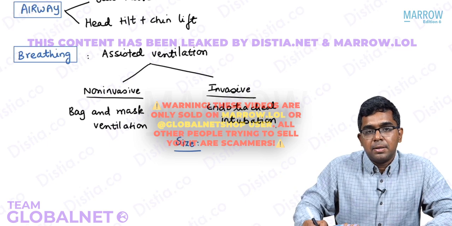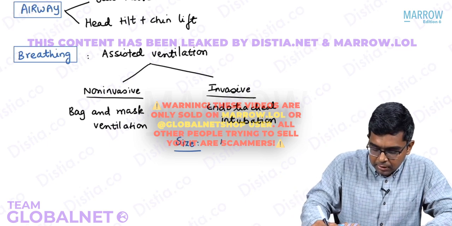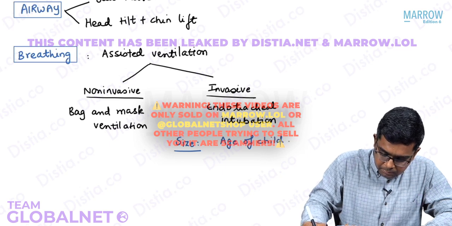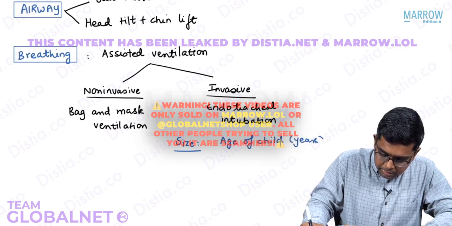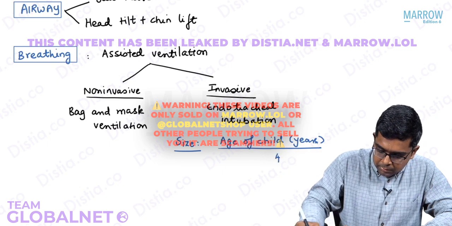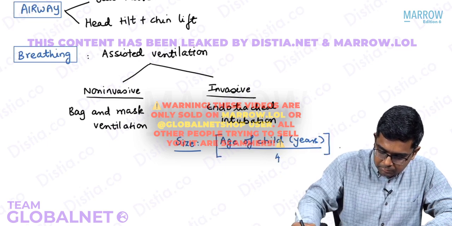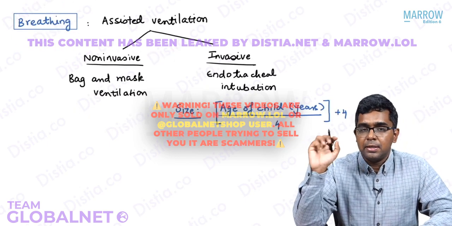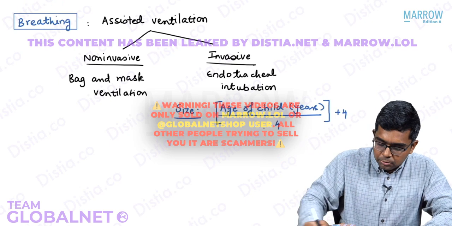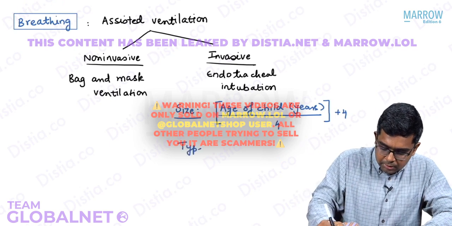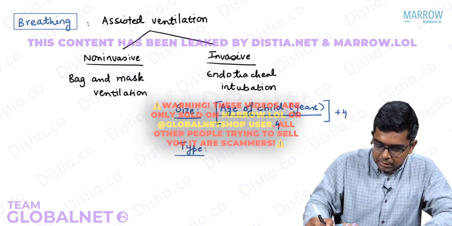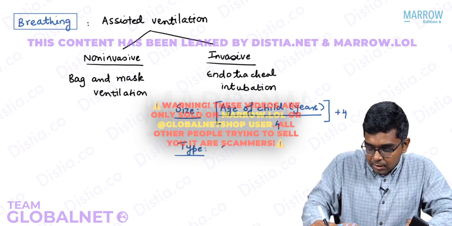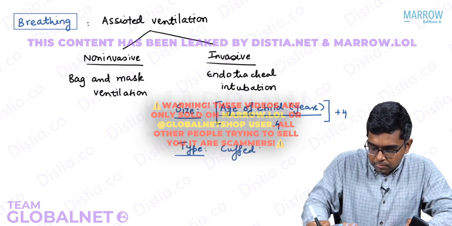This can be calculated by a simple formula, which is age of the child in years divided by 4 plus 4. This should tell you about the approximate size of the endotracheal tube to be inserted. Number 2, what type of endotracheal tube to be inserted? Very important, according to the present PALS 2020 guidelines, it is a cuffed endotracheal tube which is to be inserted.